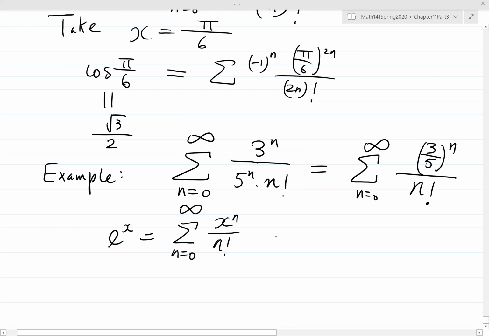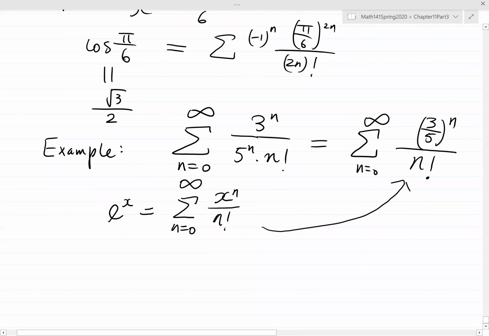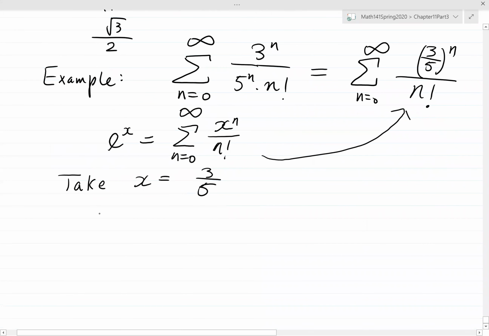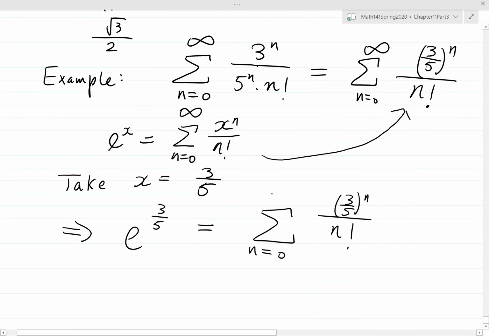Now here you compare n factorial with n factorial. Now x to the power n is 3 over 5 to the power n. So what we do is we take x to be 3 over 5. Then we get e to the power 3 over 5 equal to the sum of 3 over 5 to the power n over n factorial, n from 0 to infinity. Then we're done. Okay, more examples.